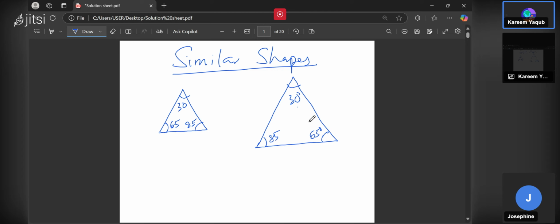Sometimes the angles will be labeled. They will put the angle as I have done here. And sometimes they will not put the angles there, but they will just put some kind of signs that will tell you that this angle is equal to this angle and this angle is equal to this angle. Let me give you an instance.